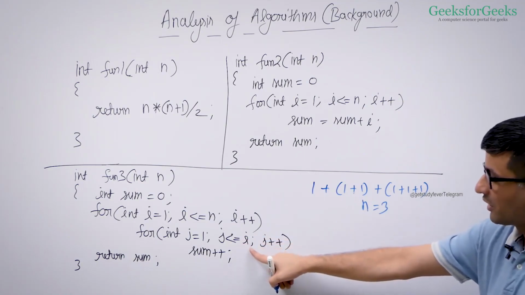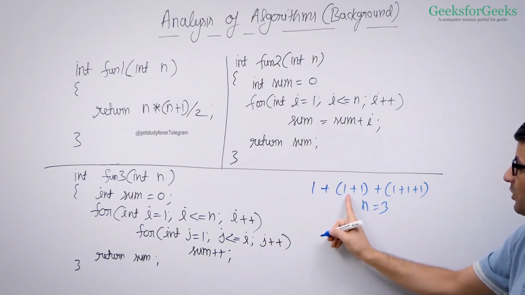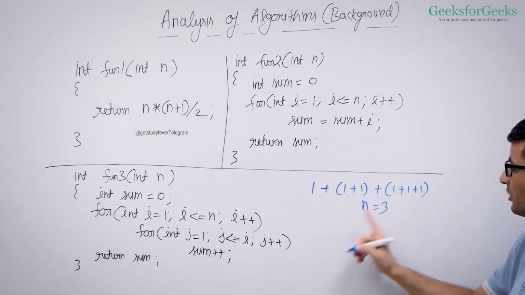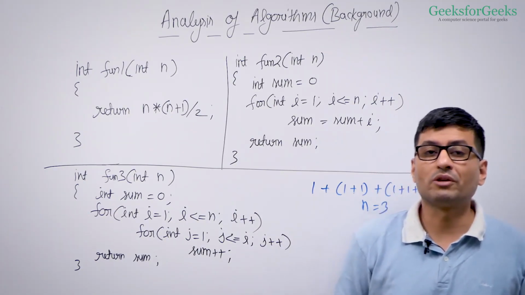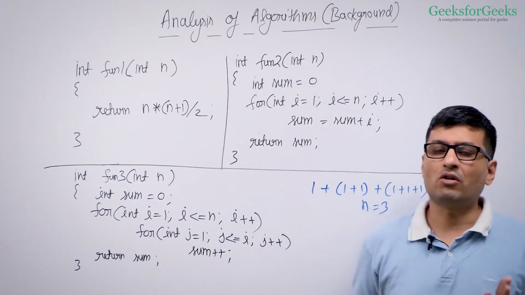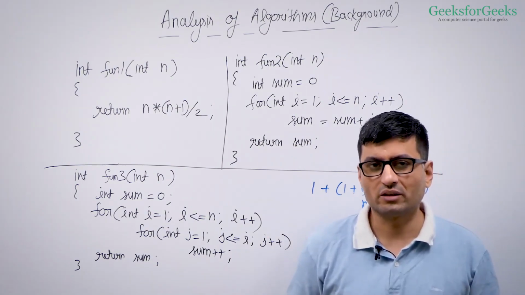For i equal to 1, this inner loop runs 1 time. For i equal to 2, this runs 2 times. For i equal to 3, this runs 3 times. So there are 3 different programmers who have written 3 different functions. Now how do you decide which one is better?